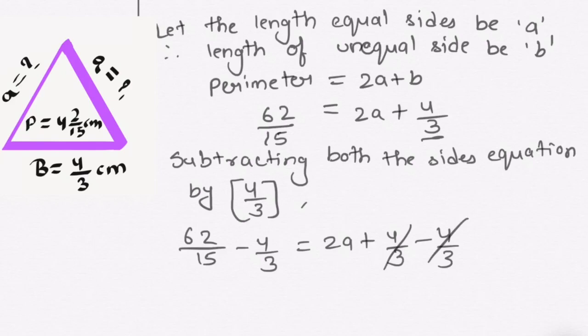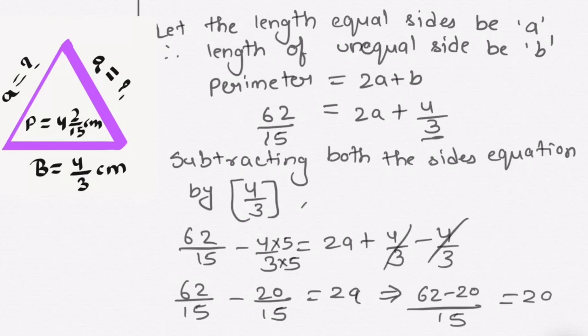now if you see the fractions 62 upon 15, 4 upon 3, both fractions don't have equal denominator. For that we need to make both the denominator of fraction equal. Fraction 62 upon 15 already has 15 as the denominator, and 4 upon 3 has 3 as a denominator. We can easily make it 15 by multiplying both numerator and denominator by 5. 4 5s are 20, 3 5s are 15. Now both the fractions have equal denominator, so we can bring together the numerator.